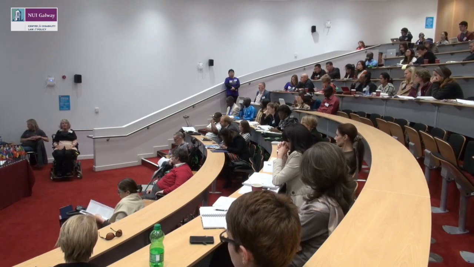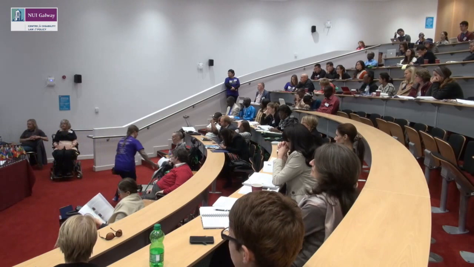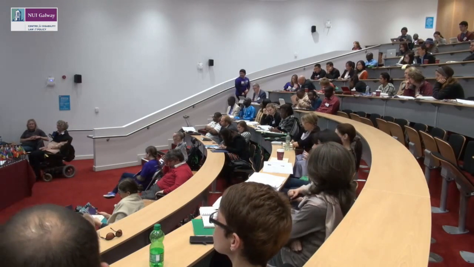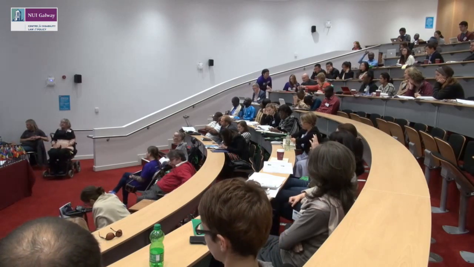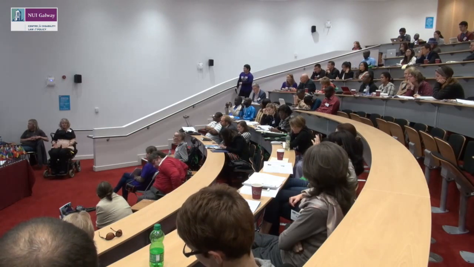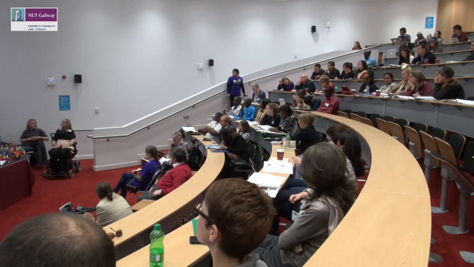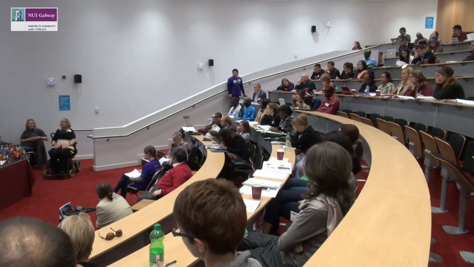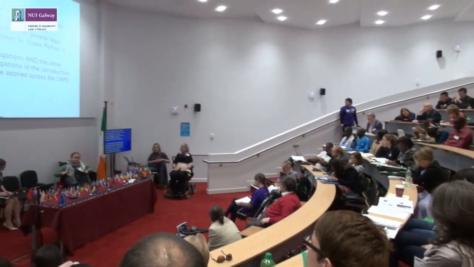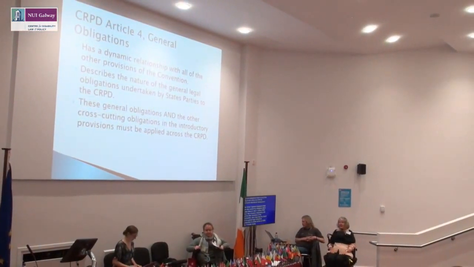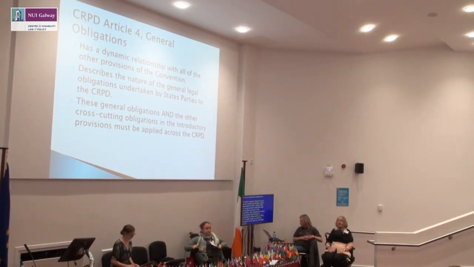And in the interest of time, I would like to move on because I just want to speak briefly to Article 4, General Obligations, which is one of the big drivers within the CRPD for inclusive international development. These are the overarching obligations that a state takes on when it ratifies the CRPD. So it has a dynamic relationship with all the other provisions of the Convention. It describes the nature of the general legal obligations undertaken by states parties to the CRPD, so it broadly scopes out what the obligations of the state are. These general obligations and the other cross-cutting obligations in the introductory provisions must be applied across the whole of the substantive articles.